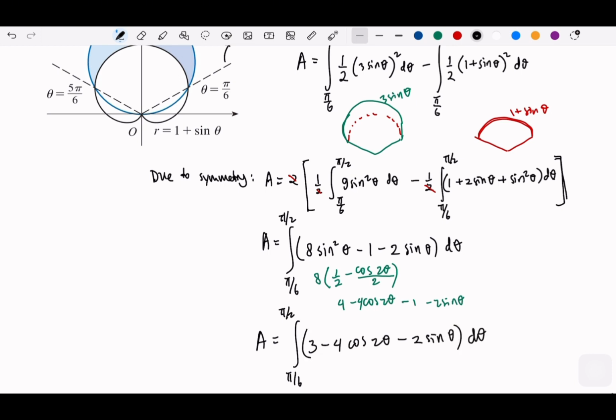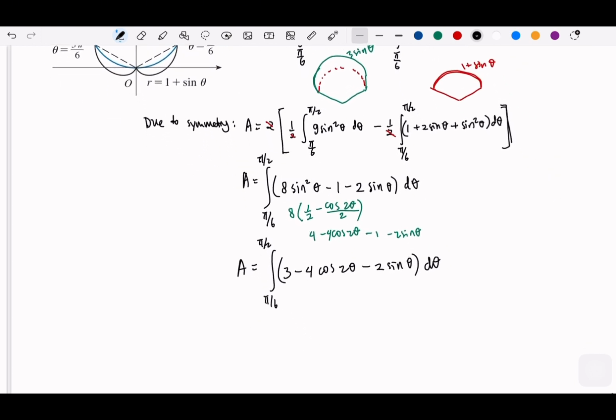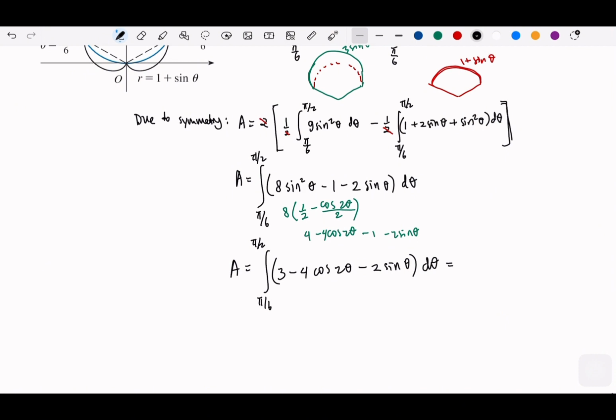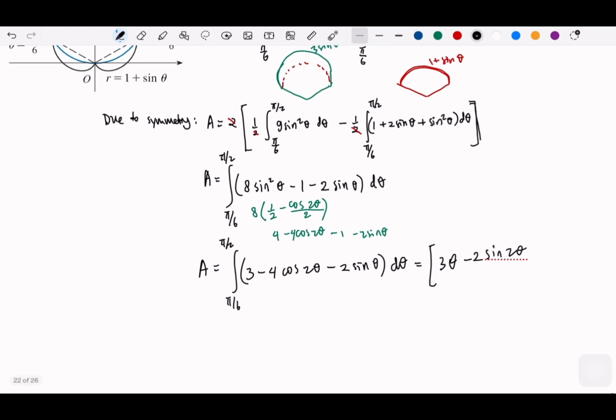and then d theta. Okay, I think we are nicely done and we can nicely integrate all of this. So this will be 3 theta and this will be sine 2 theta. 4 divided by 2 is 2, right? And then plus 2 cosine theta. And then plug in pi over 6, pi over 2.